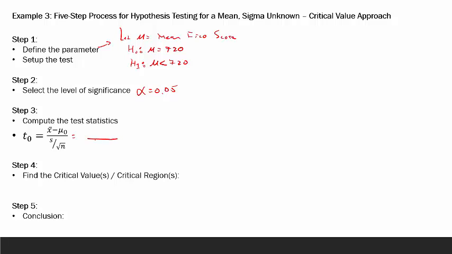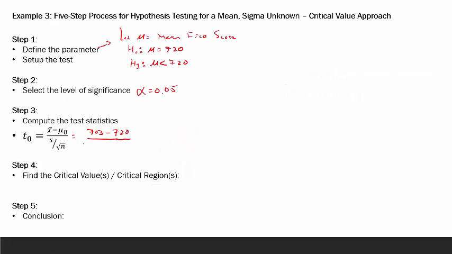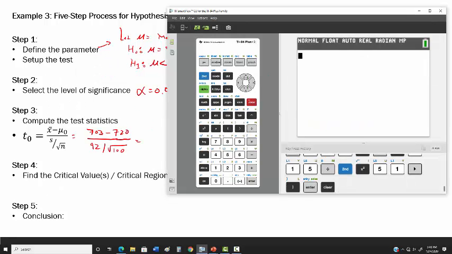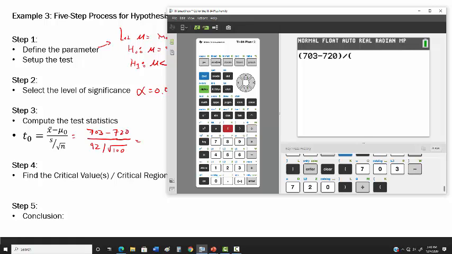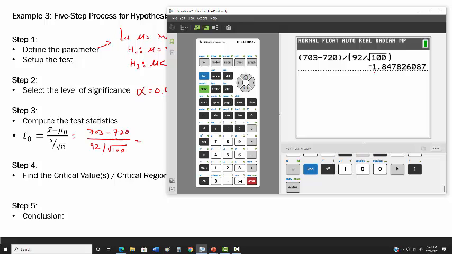Compute the test statistic. Well, the average was 703 minus 720 from the null. S was 92. The economist, she talked to 100 people. 92 divided by the square root of 100. So grab your calculator. 703 minus 720 divided by, another set of parentheses, 92 divided by the square root of 100. And you get minus 1.848 when I round it.